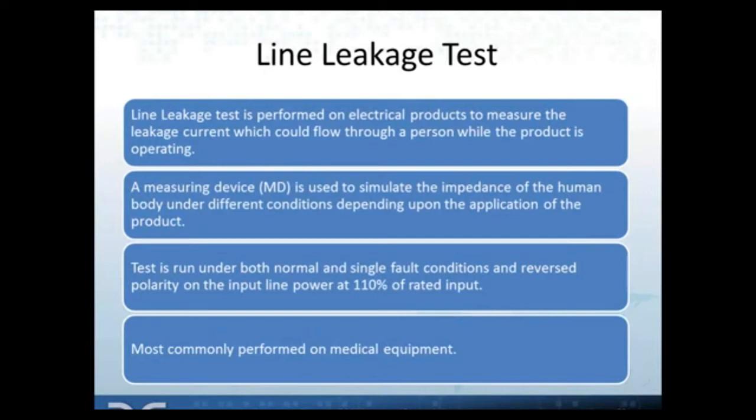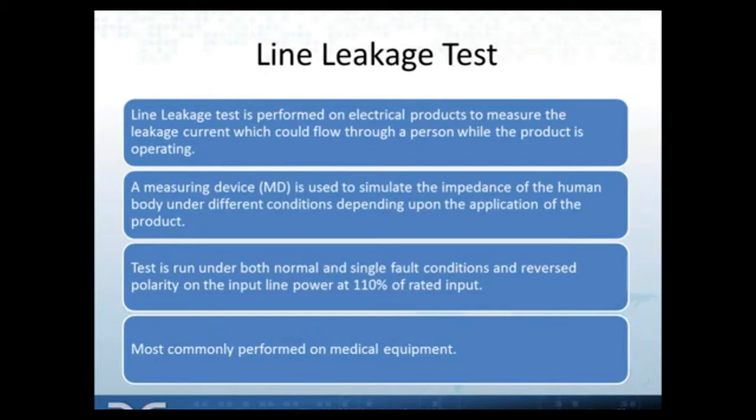Okay, next we're going to be covering the line leakage test. This test is most commonly performed on and used by medical equipment manufacturers. What differentiates this test from the other test types that we covered is that this test is run on products while the product is running or functioning as normal. So the line leakage test is performed on electrical products to measure the leakage current which could flow through a person while the product is operating.